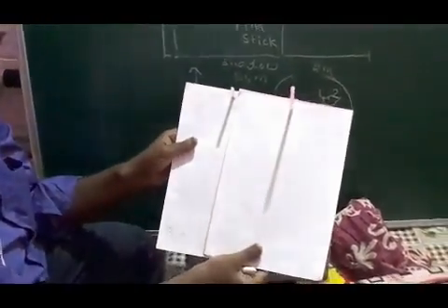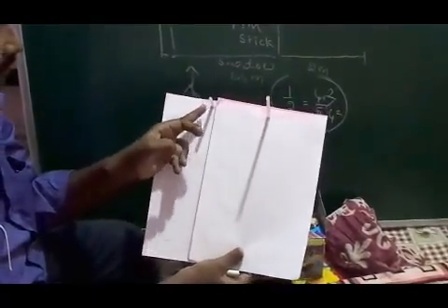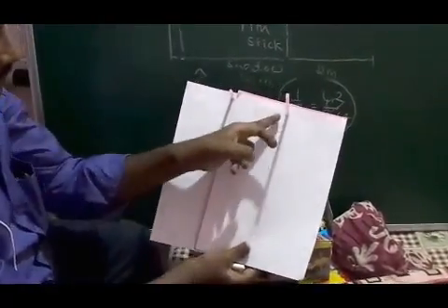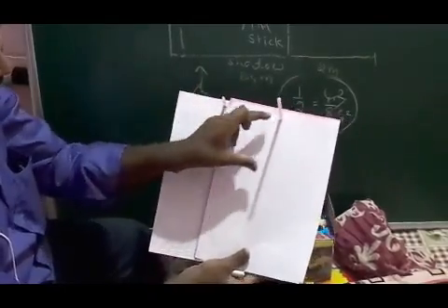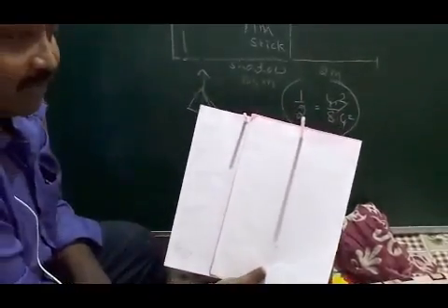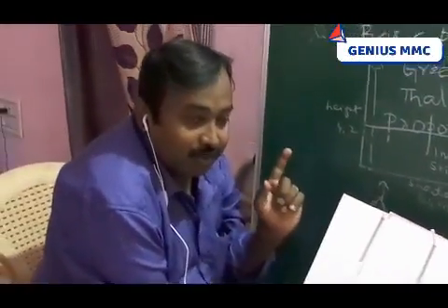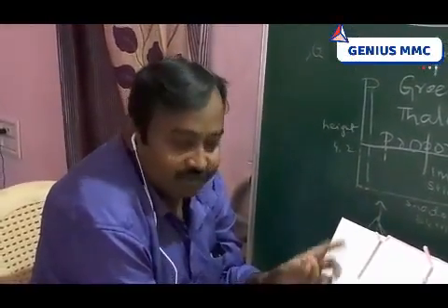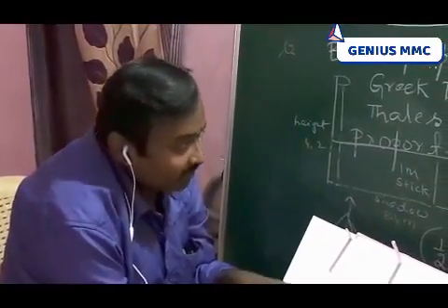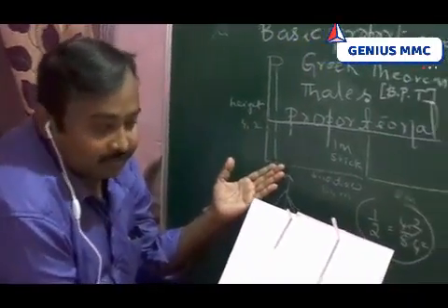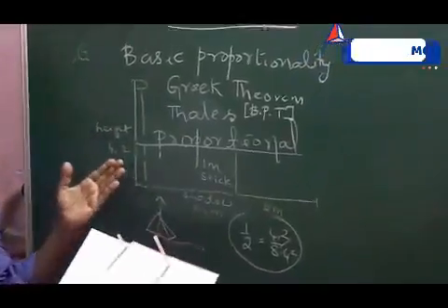Now you can observe, here the shadow length is like this and the length is also doubled. See here, double. So this concept is called proportional, or proportionality. These two ratios are equal. Based on this, he formulated the theorem, that is, basic proportionality. So what does this statement tell about that?